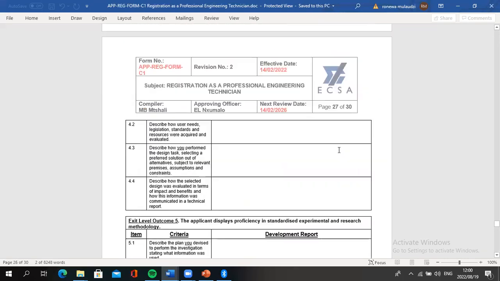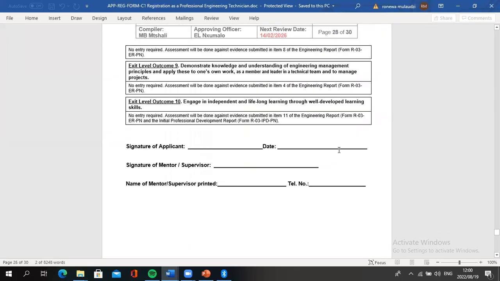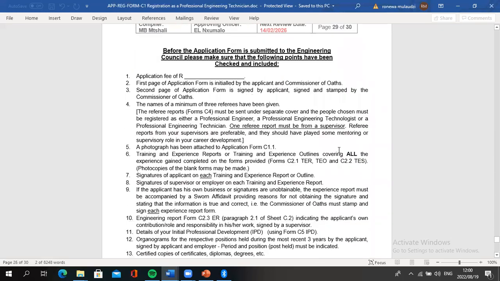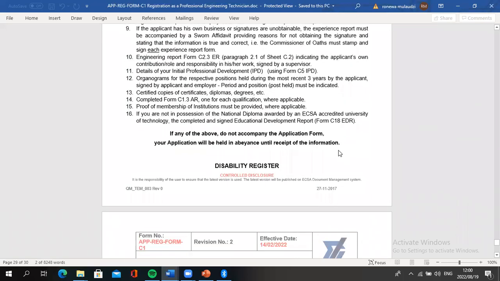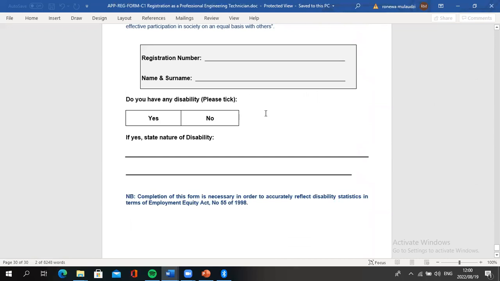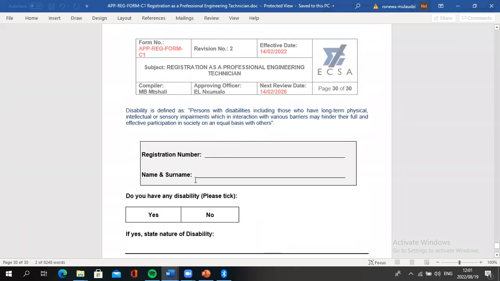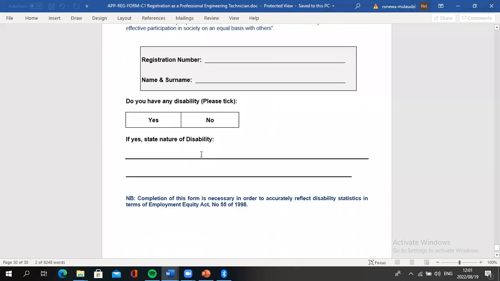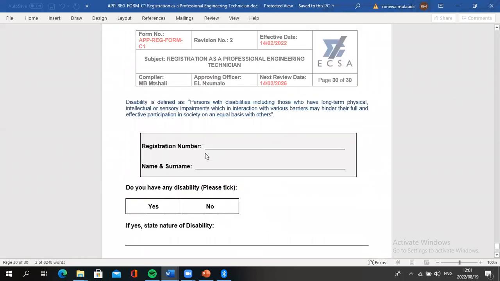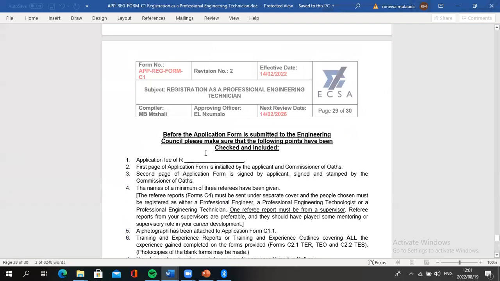And then this here, where you declare whether you're disabled or not, this will be important. And that concludes our form.